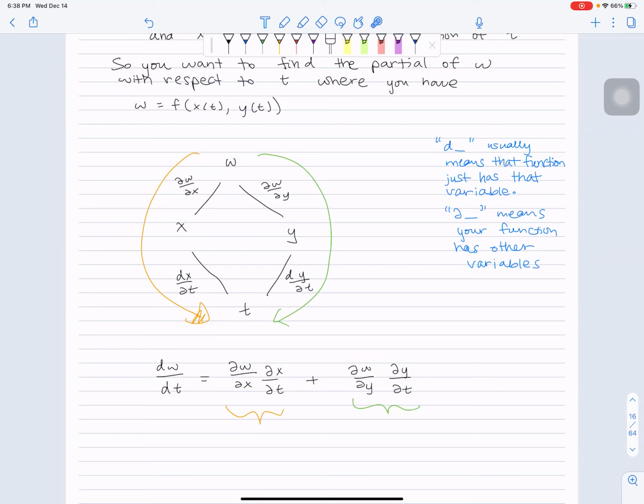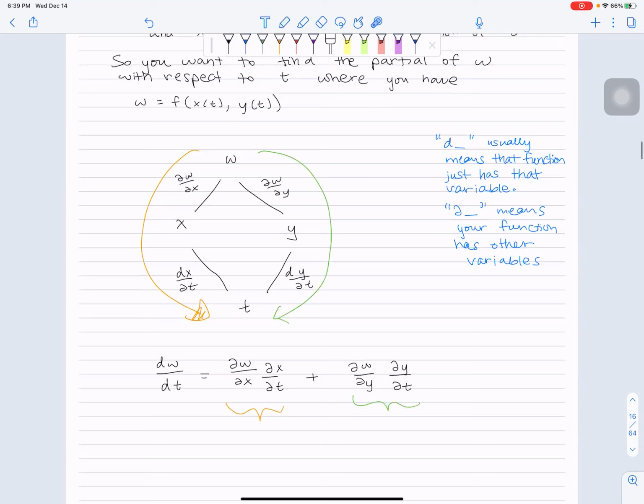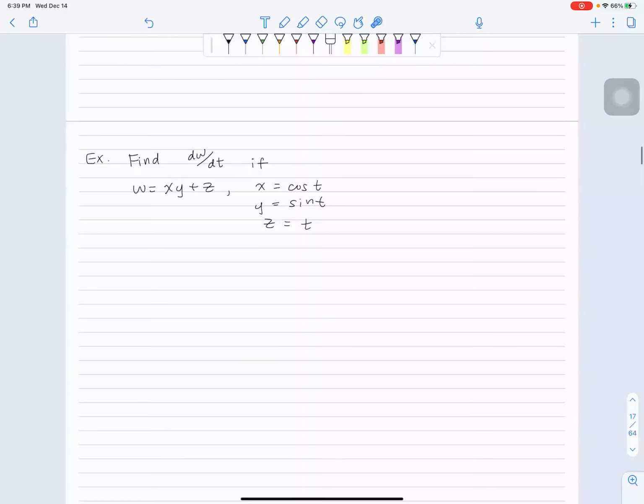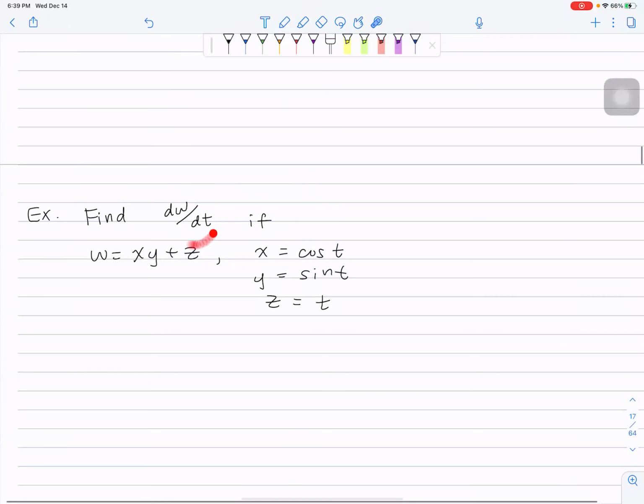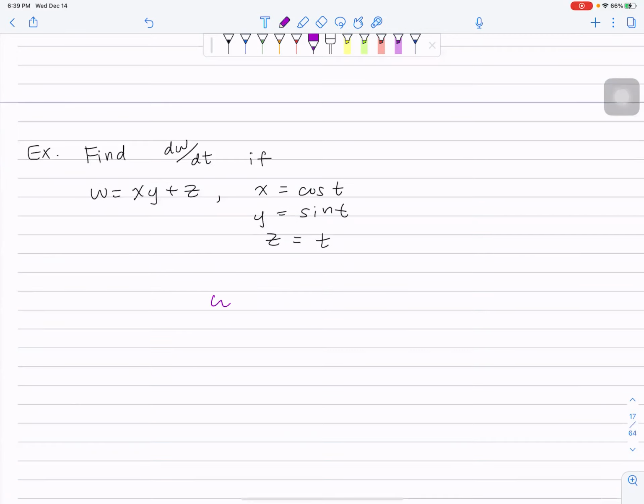So that is using this branch diagram rule. Yeah. Okay, there could be harder examples. For example, you want to find the derivative of w with respect to t. How could I do this? Well, w has x, y, and z. They give me what x, y, and z are.